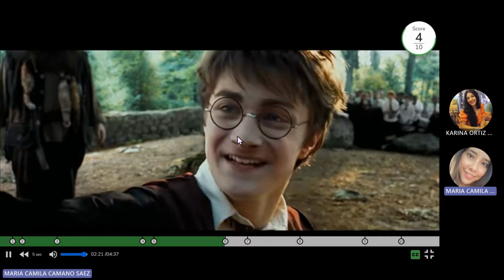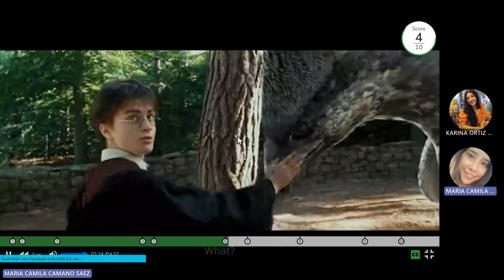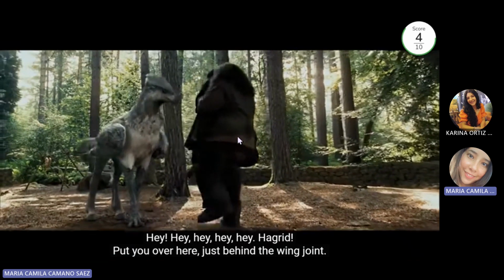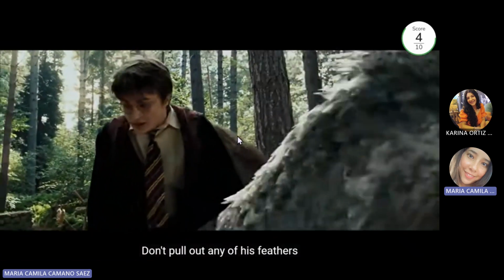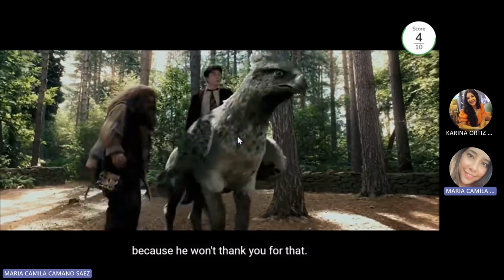Let's move. I think he may let you ride him now. What? Come on. Over here. Just Hagrid, behind the wing joint. Don't pull out any of his feathers, because he won't thank you for that.